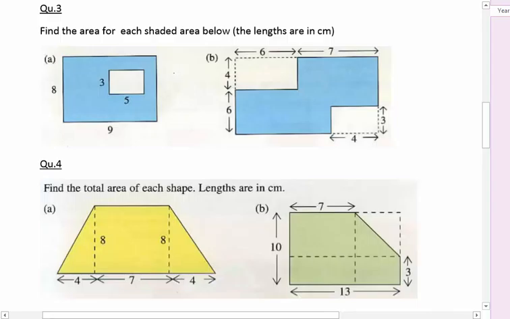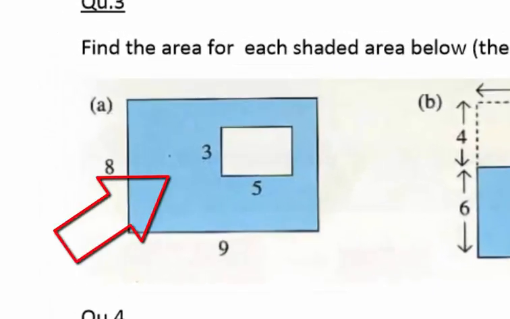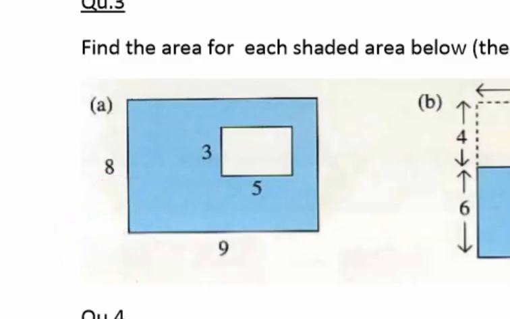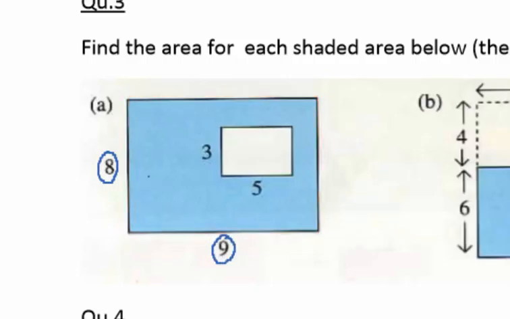Question 3, part A, we've got to work out the area of the blue shaded area on your screen here. And this is made up really of two rectangles. The outside rectangle here is 8 high and 9 wide. So let's work out the area of that rectangle first, as if we had nothing chopped out of the middle.